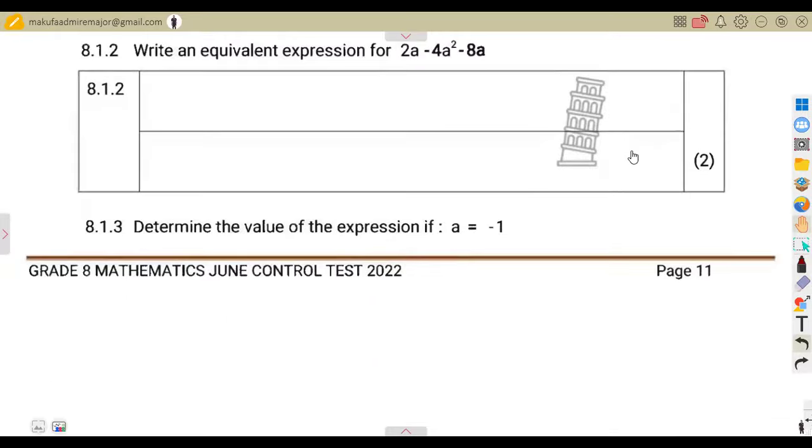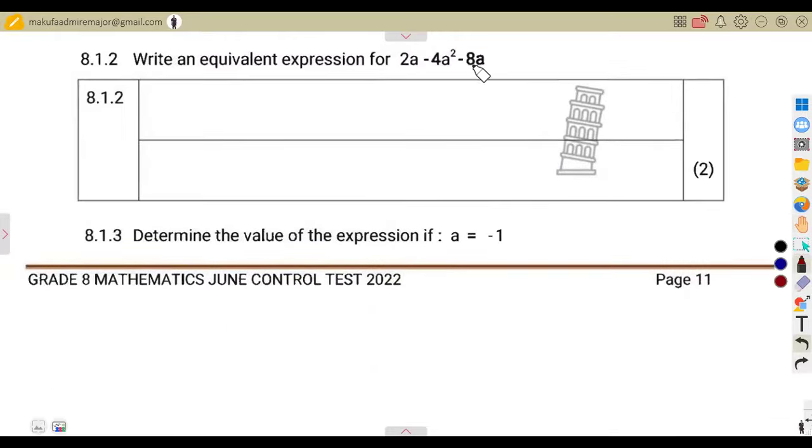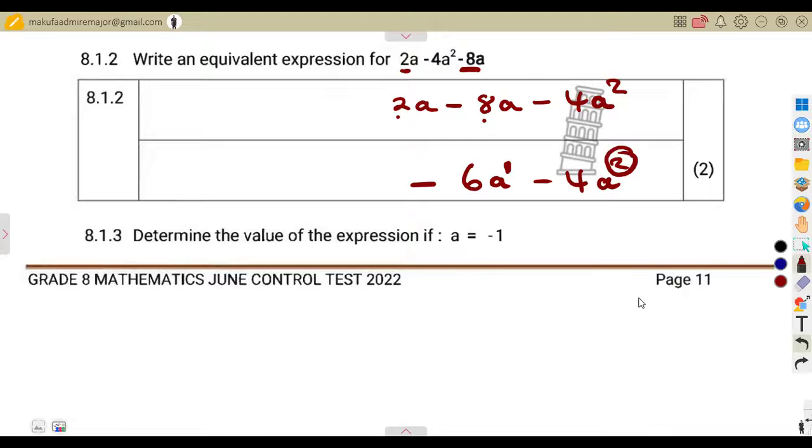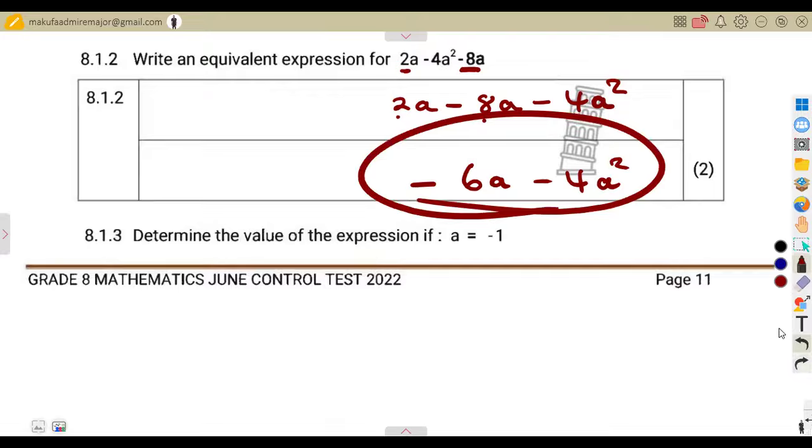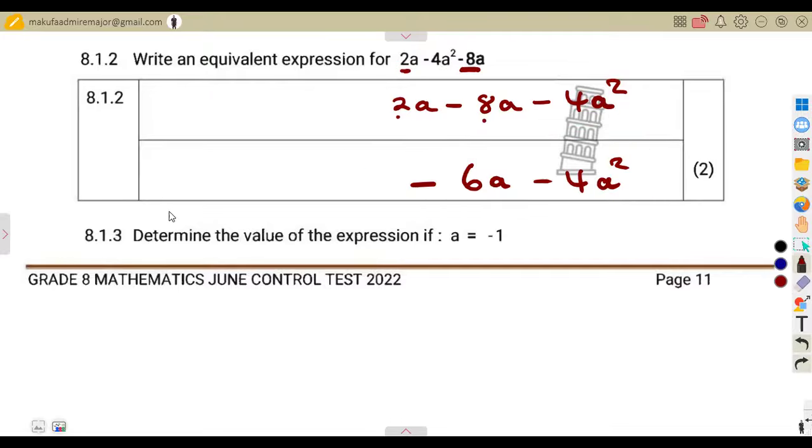Write down the equivalent of this expression. So since these are like terms, we can collect our like terms, the 2a and the minus 8a. So it's 2a minus 8a minus 4a squared. So 2 minus 8, we can simplify that. 2 minus 8, that's minus 6a minus 4a squared. We cannot simplify this a squared to a to the exponent of 1. These are unlike terms. So this is your final answer. You are done. Just like that.